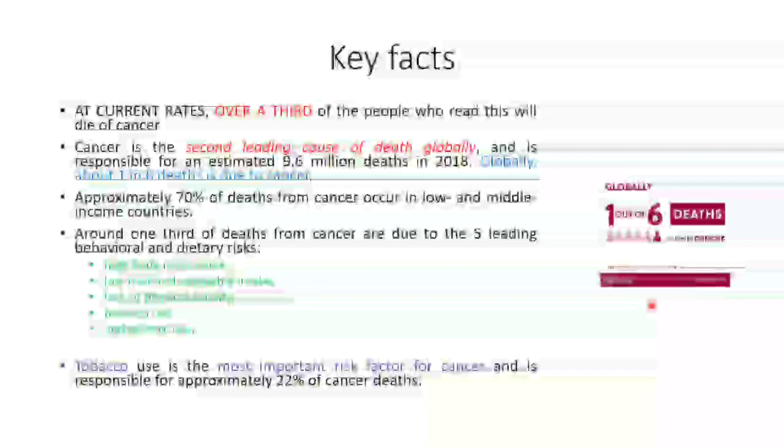Around 1/3 of deaths from cancer are due to the 5 leading behavioral and dietary risks, such as high BMI, body mass index, low fruit and vegetable intake, lack of physical activity, tobacco use, and alcohol use. In addition, tobacco use is the most important risk factor for cancer and is responsible for approximately 22% of cancer deaths.